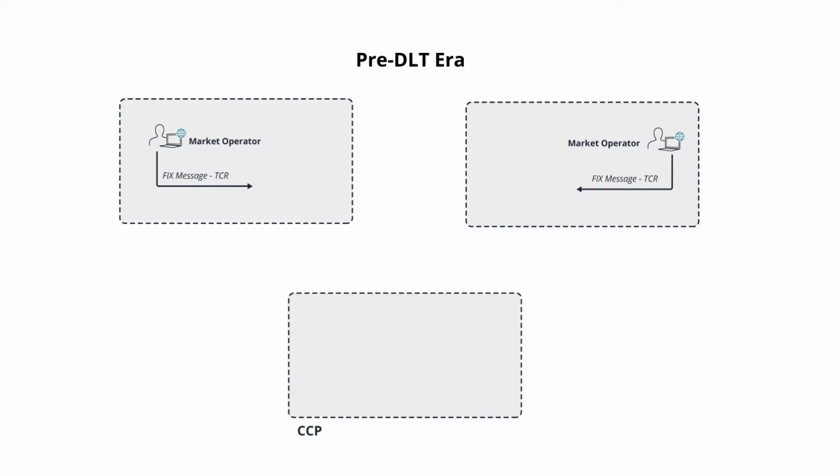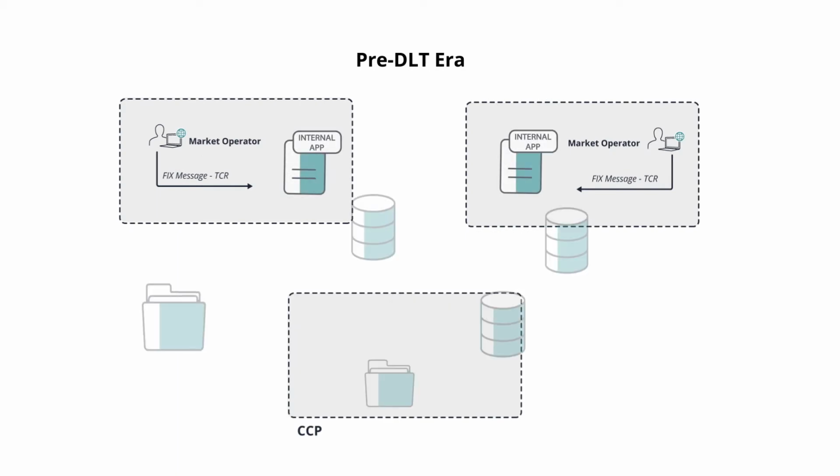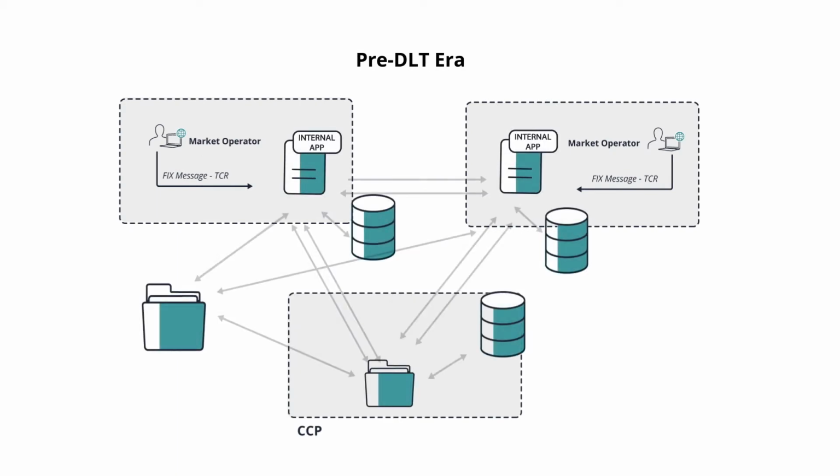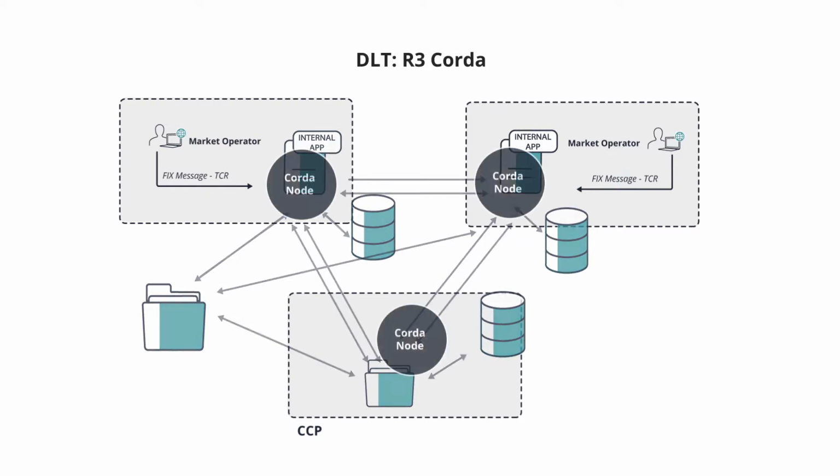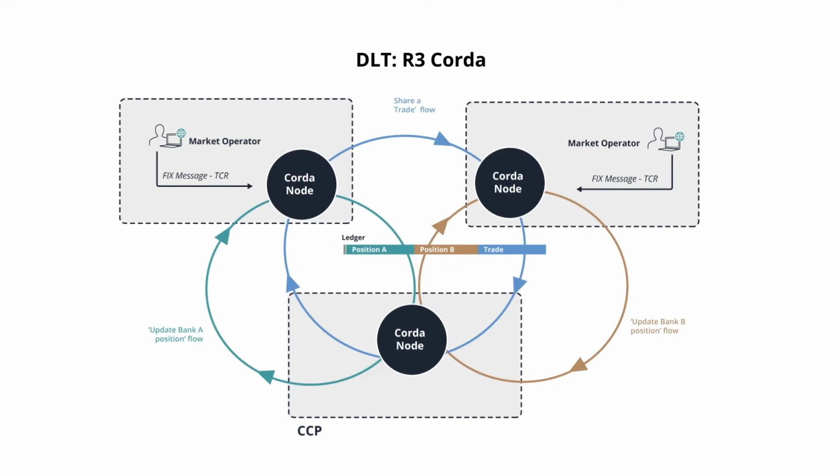In the pre-DLT era, there were many connections between peers and the existence of manual operations which were easier and necessary to automate. Blockchain introduces a single source of truth. The agreement on shared states is established without trusting a central integration point.